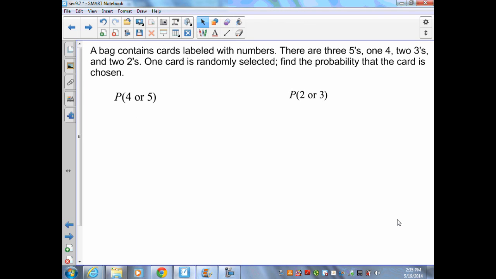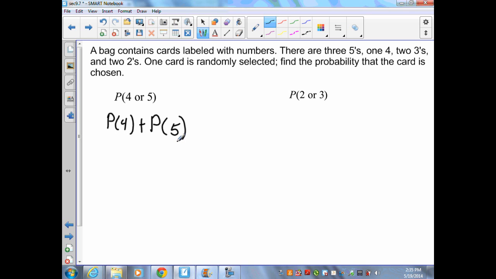A bag contains cards labeled with numbers. There are 3 5s, 1 4, 2 3s, and 2 2s. One card is randomly selected. Find the probability that the card chosen is a 4 or a 5. This is a mutually exclusive probability because I can't pick a 4 and a 5 at the same time. Therefore, I need to find the probability of a 4 plus the probability of a 5. And I'll find the sum of those probabilities.